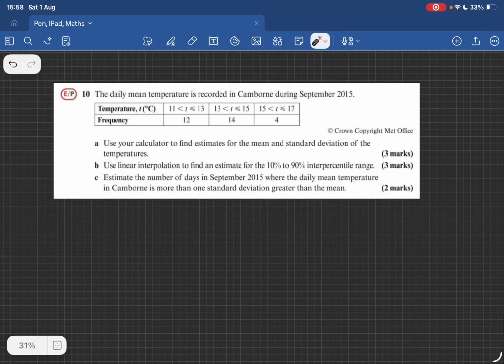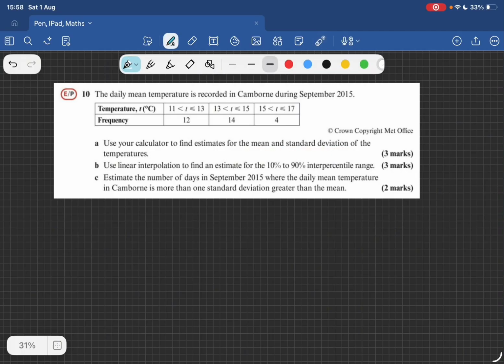Question 10. Alright, and we're doing linear interpolation again, we're doing mean, we're doing standard deviation. Okay, very key topics inside this topic. Okay, part A. Use your calculator to find mean and standard deviation.